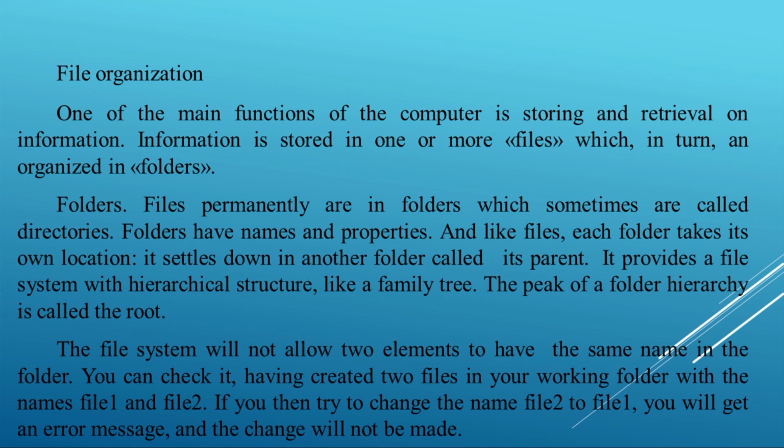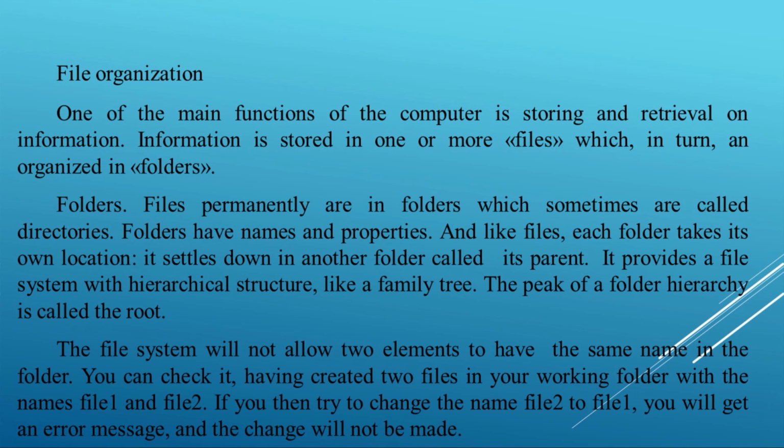In our operating system, the main object is our desktop. On the desktop, we have files and folders. So I want to tell about file organization. One of the main functions of the computer is storing and retrieval of information, which is stored in one or more files, which in turn are organized in folders. Files permanently are in folders, which sometimes are called directories. Folders have names and properties, and like files, each folder has its own location.